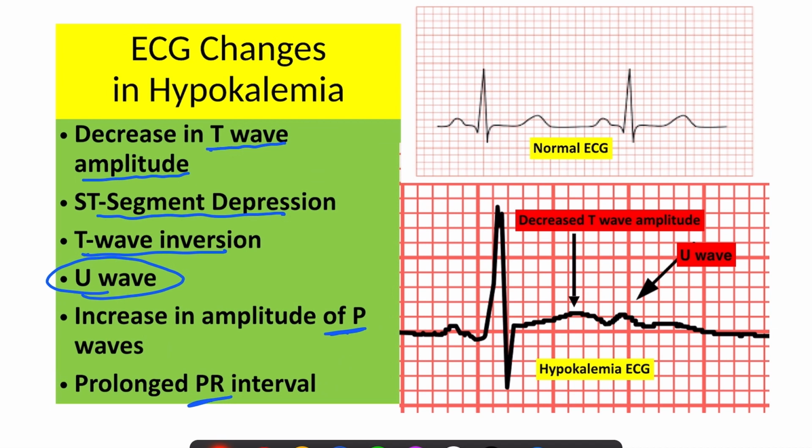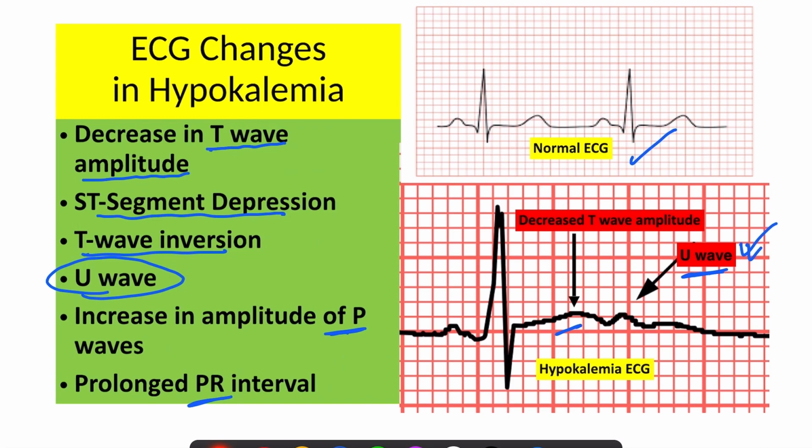Here you can see this is a normal ECG, and the ECG shown on the lower side is the ECG of a patient with hypokalemia. In this ECG you can see that the T wave amplitude is decreased in comparison to the normal T wave, and similarly you can see the presence of the U wave after the T wave. This U wave is one of the very important findings in patients with hypokalemia. Now we'll discuss these changes by looking at 5 ECG examples from patients with hypokalemia.